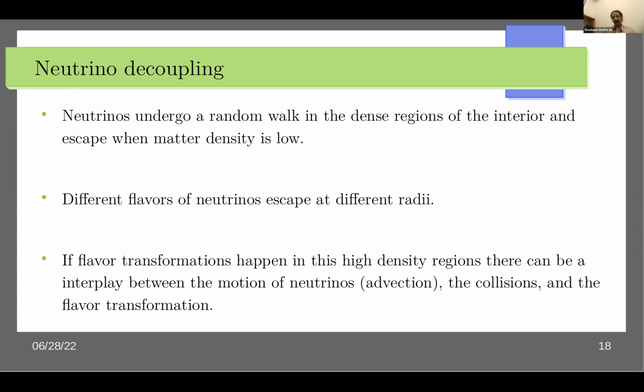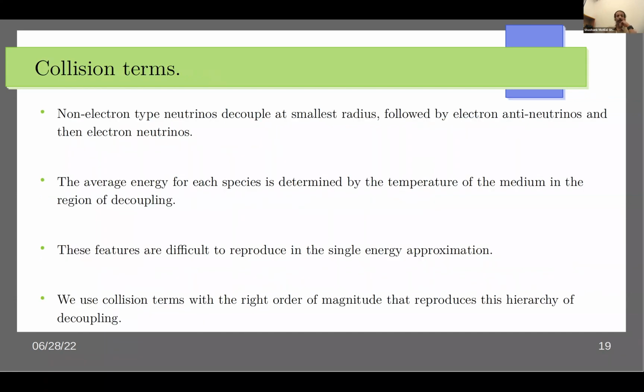But the question we want to ask is, how is this picture modified when we take into account the fact that flavor transformations happen? Because you see, the non-electron type neutrinos decouple at the smallest radius, followed by electron antineutrinos and then electron neutrinos. And the average energy for each species is determined by the temperature at which this decoupling happens.